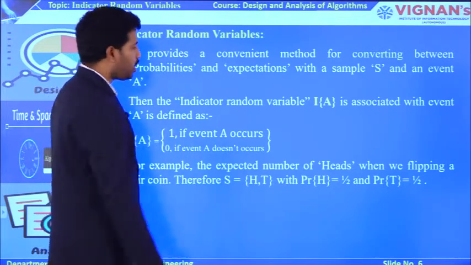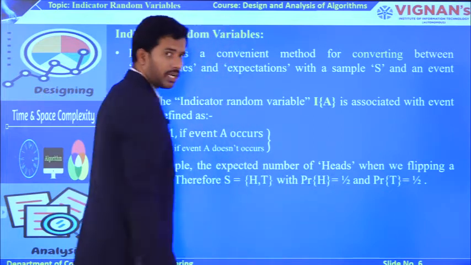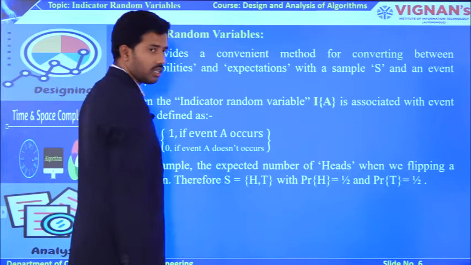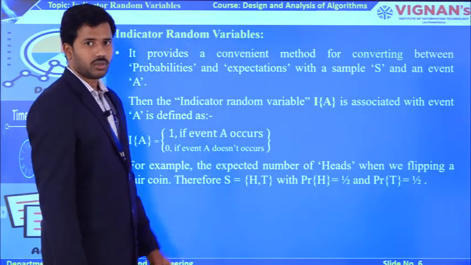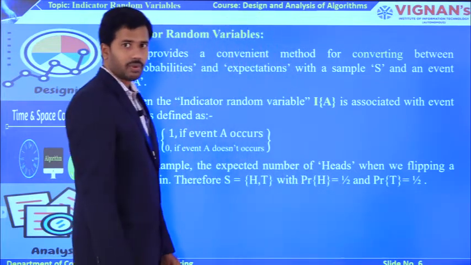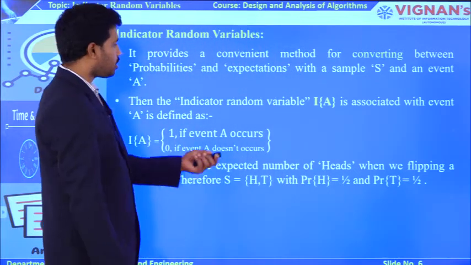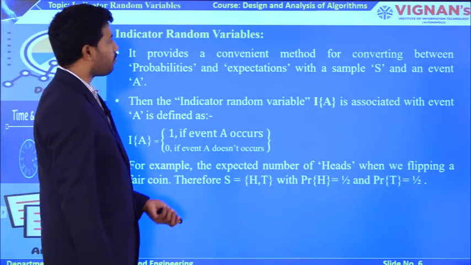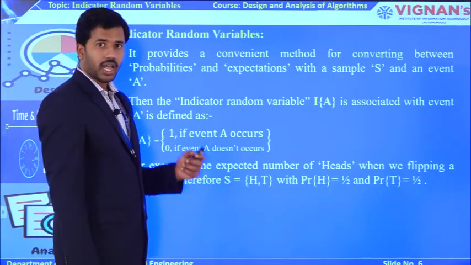So what is the probability of getting a head? Nothing but 1 by 2. Why? Because among the two faces, head and tail, you have only one chance to get a head, right? So that is 1 by 2, and the probability of tail is also 1 by 2. Okay. So based on this example, you try to find out the indicator random variable for a head event.